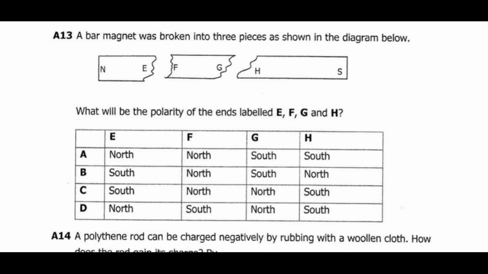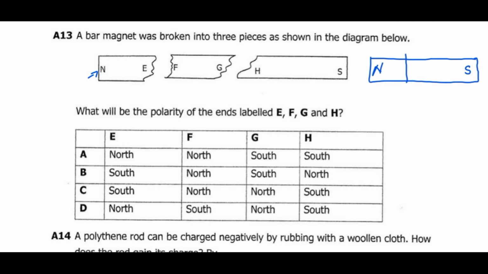Now we move on to question 13. A bar magnet was broken into 3 pieces as shown in the diagram below. What will be the polarity of the ends labeled E, F, G, and D, H? So this was how the magnet was before it was broken. We have the north pole, which is this one, and the south pole here. So what happens if you break it?